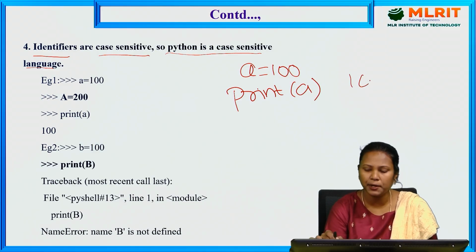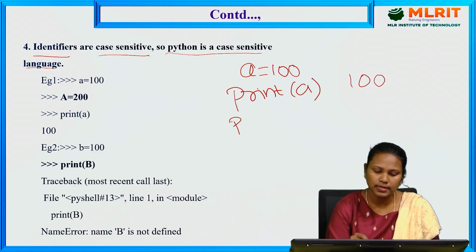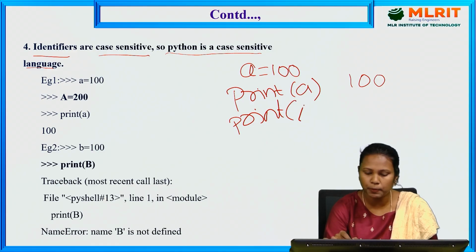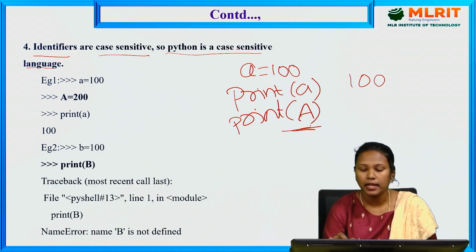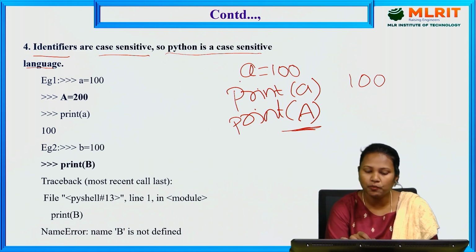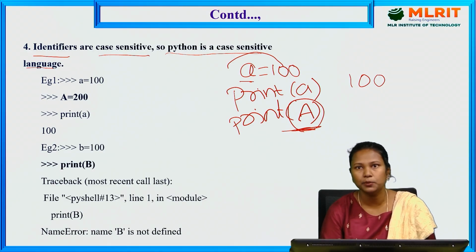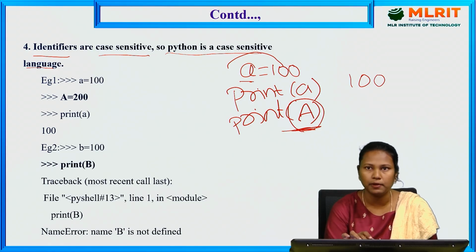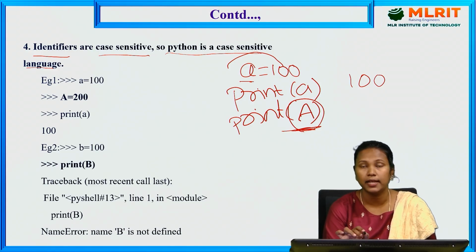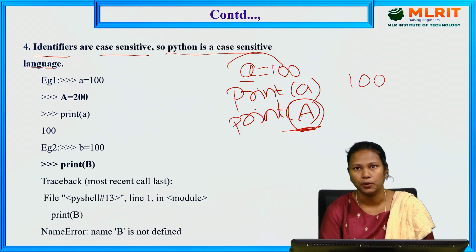it prints the 100 only. Otherwise, if you are printing capital A, it shows an error: name A is not defined, because you gave the small a that value, the value is 100, but the capital A is not defined. So it shows an error because Python is a case sensitive language. Whatever case you used when giving the data, in that way only you have to print the value. So the capital A is different and the small a is also different here.